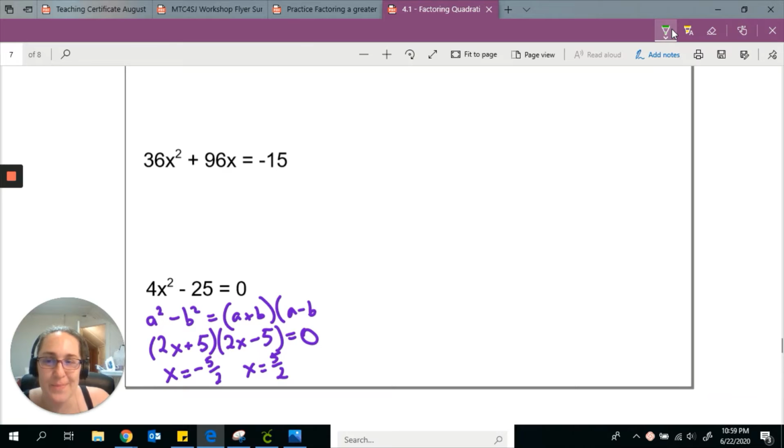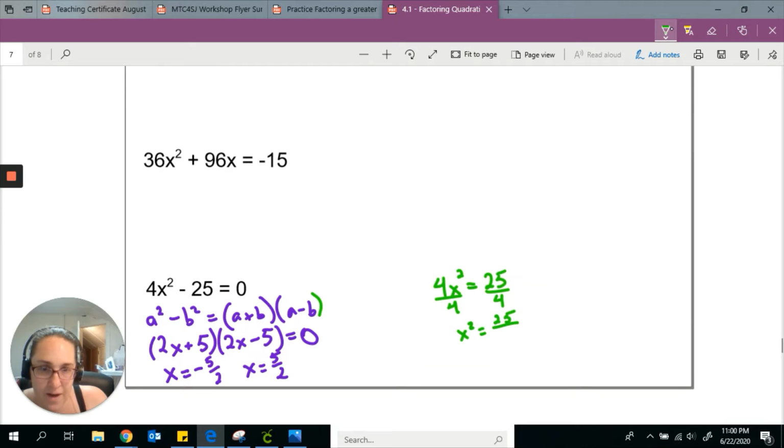Hello again. There is a second way to do this problem, which is if you have perfect squares like this and you don't have that middle term, which you wouldn't in a difference of perfect squares, I could solve this by adding 25 to both sides, and then divide by 4, divide by 4.